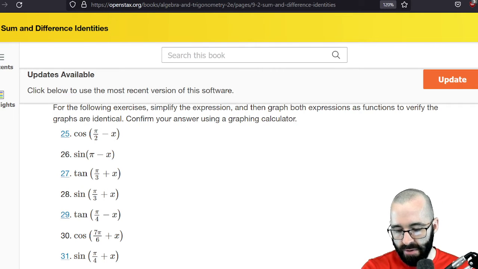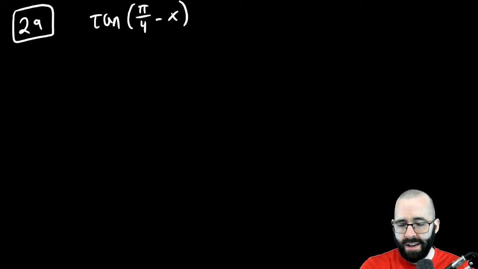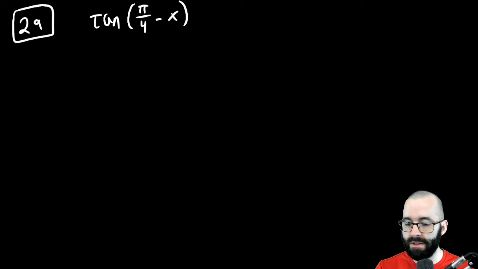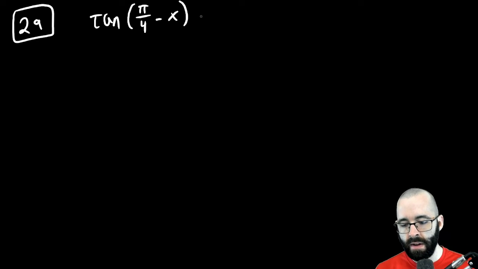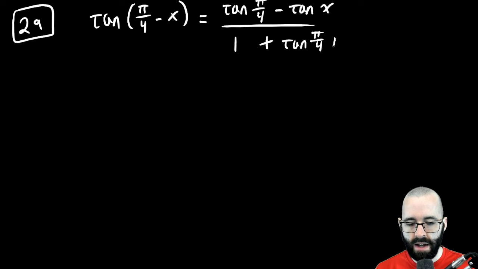29 is the tangent of pi over 4 minus x. So it wants us to simplify first. Tangent of pi over 4 minus x. Be very careful. This looks like a cofunction identity, but that's pi over 2. Pi over 4 is different. That's 45 degrees. We're going to have to use the angle difference formula for tangent. So this is going to be, if I can remember it, tangent of the first minus tangent of the second divided by 1 plus, it's the opposite sign on the bottom for tangent, tangent of the first times tangent of the second.